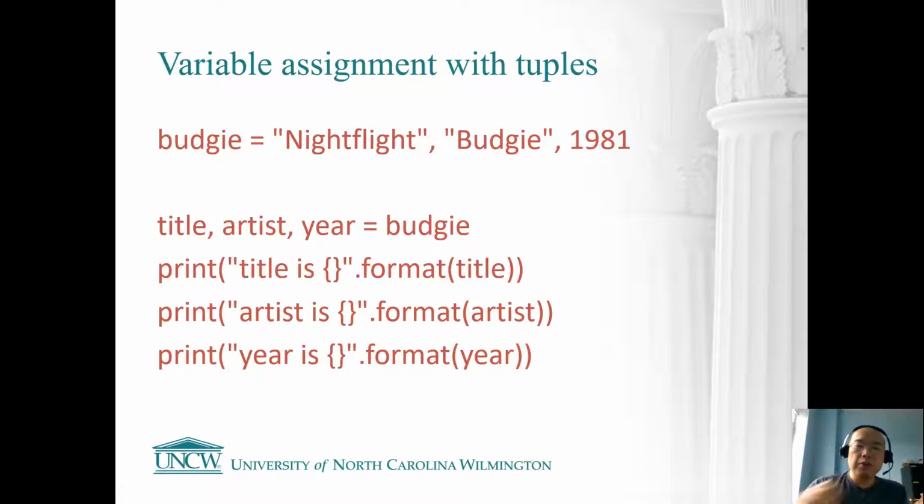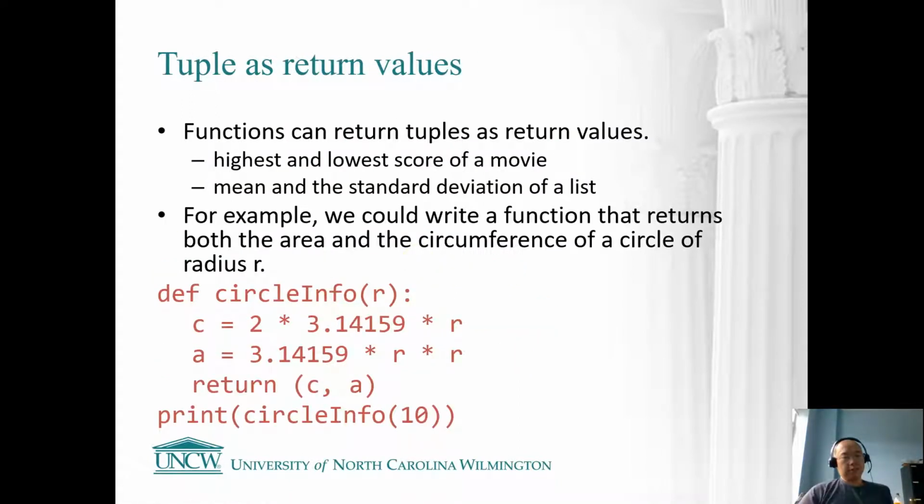The first one gets the first part of budgie, the second variable name, artist, gets the second part of budgie, and the last variable name, year, gets the last part of budgie. So I got a tuple unpacked. After I unpack a tuple, I can do some printing if I want to. The last thing is, we can even return a tuple.